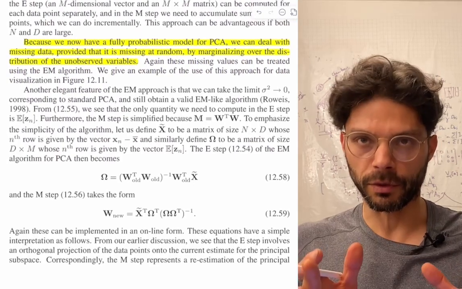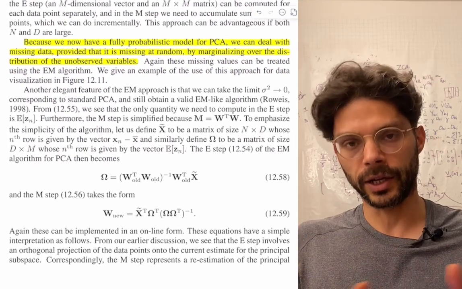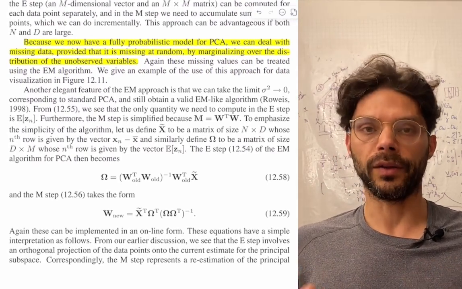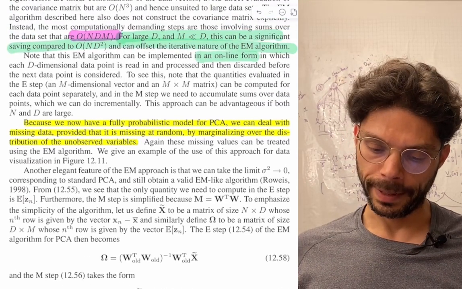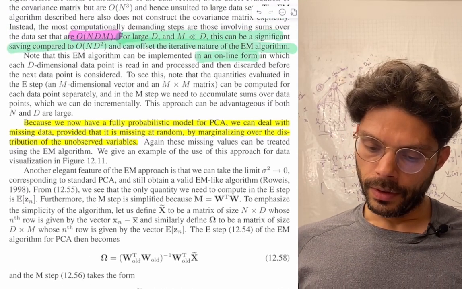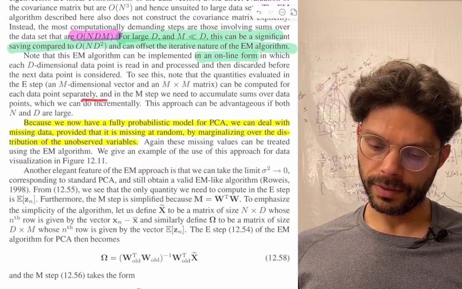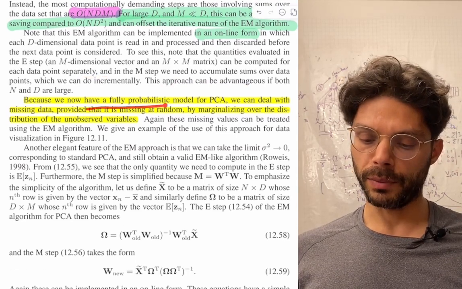But at least from those formulas, taken alone, they clearly can be split up on a per data point basis and seem amenable to some kind of online computation. Okay, so this approach can be advantageous if both N and D are large. We now have a fully probabilistic model for PCA.